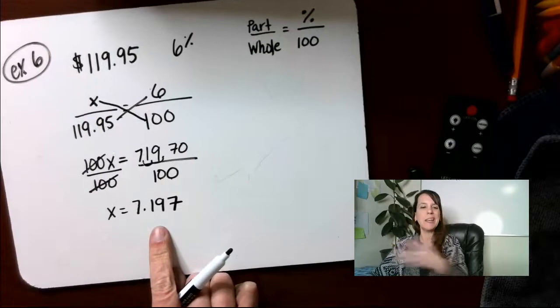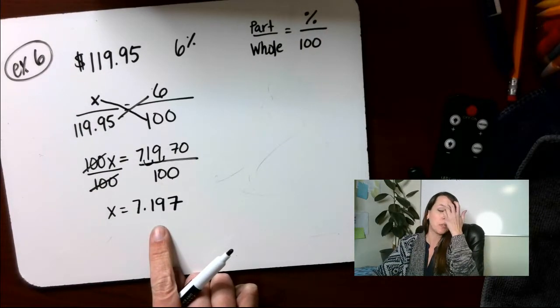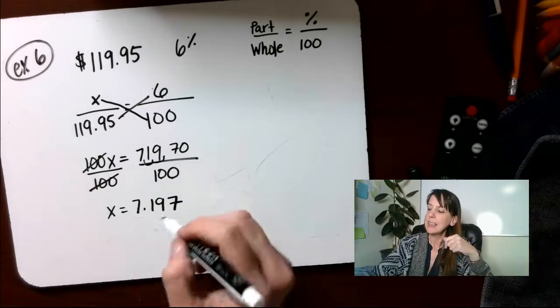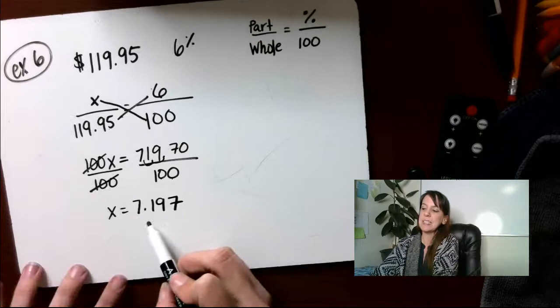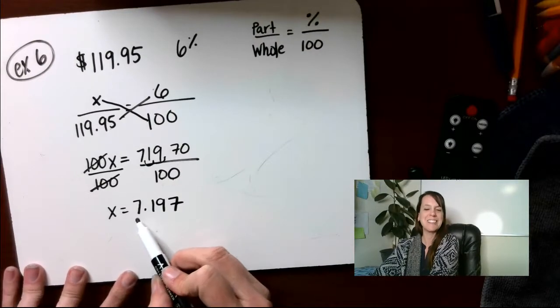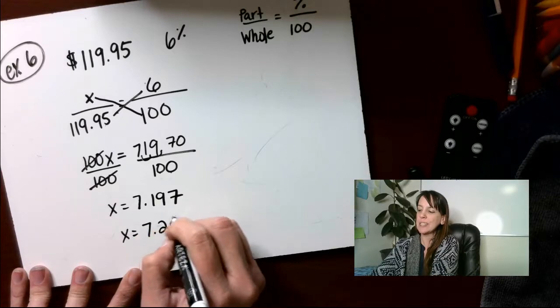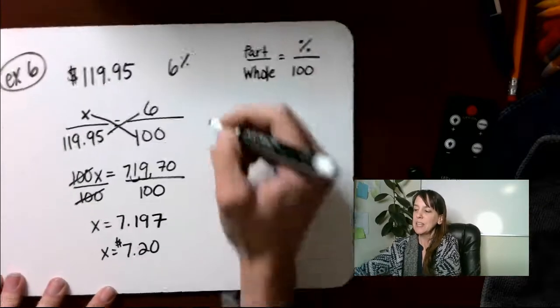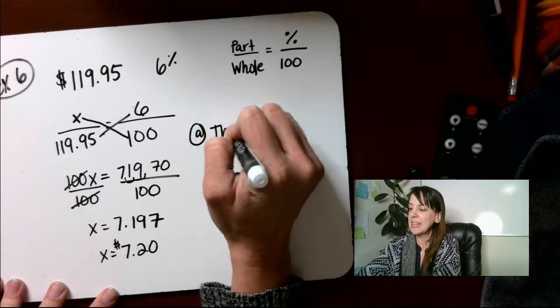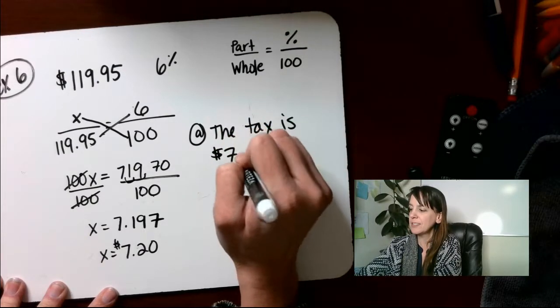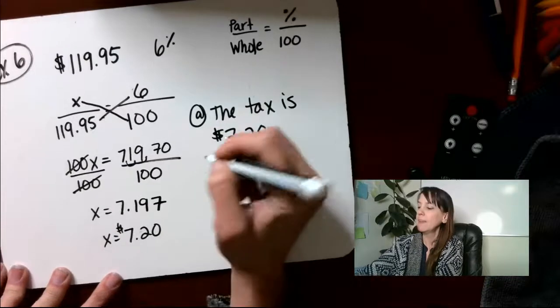So x equals $7.19. Well, when we're dealing with dollars and cents, this 7 needs to round that guy up. So it's not $7.19. We're going to say x equals $7.20. All right. So for A, the tax is $7.20.